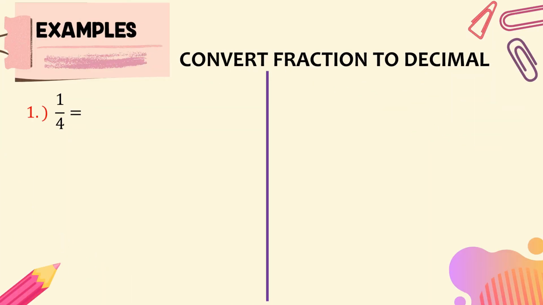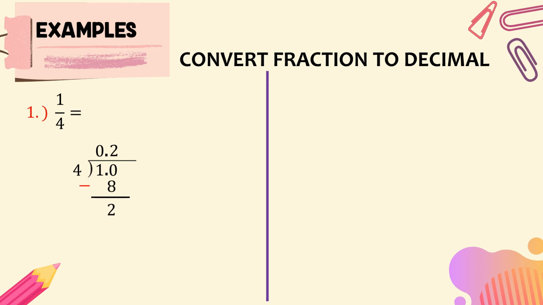Now, for you to understand, let's have the following examples. Convert fraction to decimal. For number 1, we have 1 over 4, or 1/4. So simply divide the numerator 1 by the denominator 4. 1 divided by 4 cannot be, so we write 0. Then add a decimal point on the divisor and also on the quotient. Then we add 0. 10 divided by 4 is equal to 2. 2 times 4 is equal to 8. Then subtract: 10 minus 8 is equal to 2.